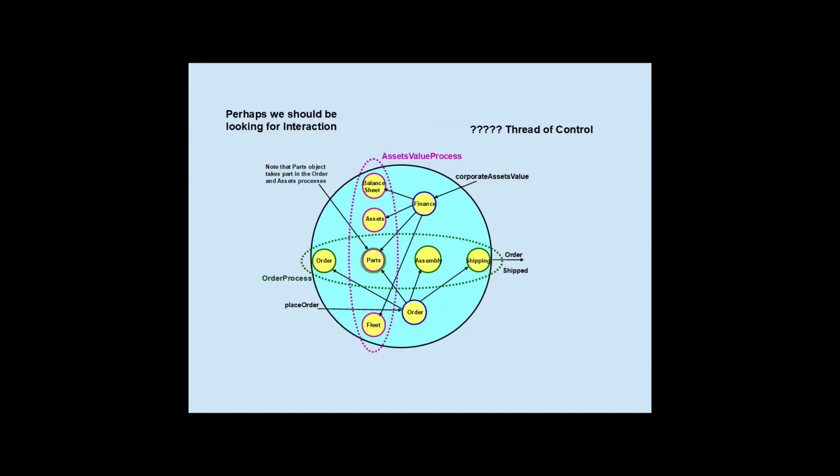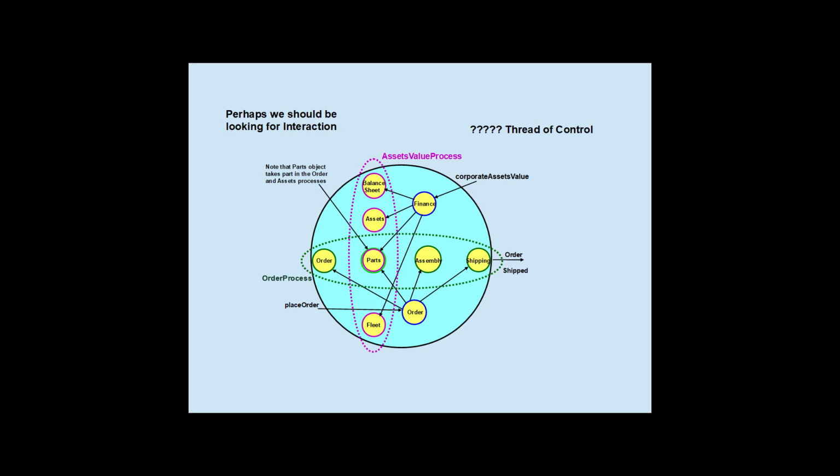And what about this object-oriented application, composed of the objects shown in yellow? There are many objects interacting here. There are 2 processes within the application. One is the order process we saw previously, and another is a process for valuing corporate assets. It would be more difficult to visualize a thread of control here.